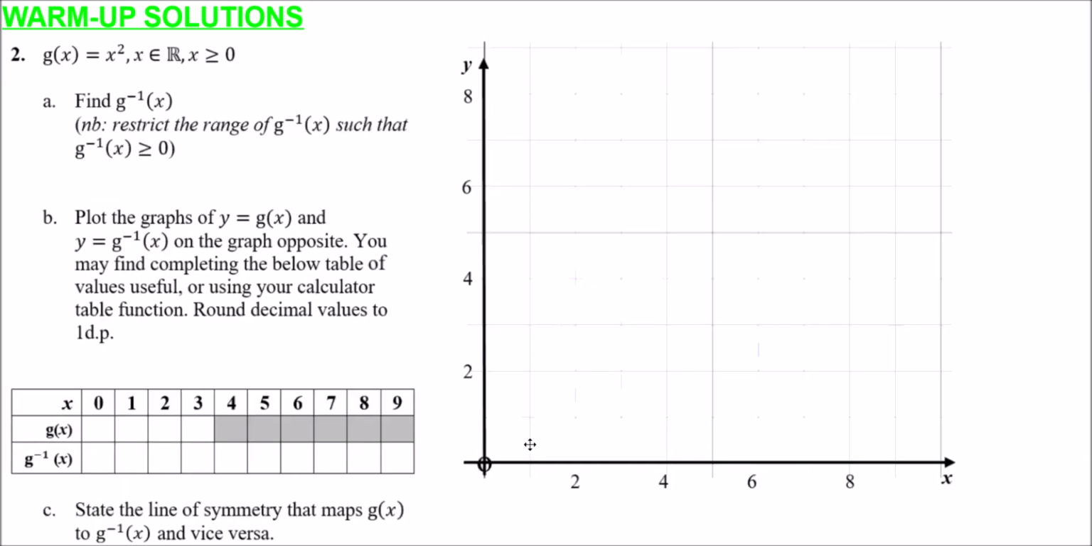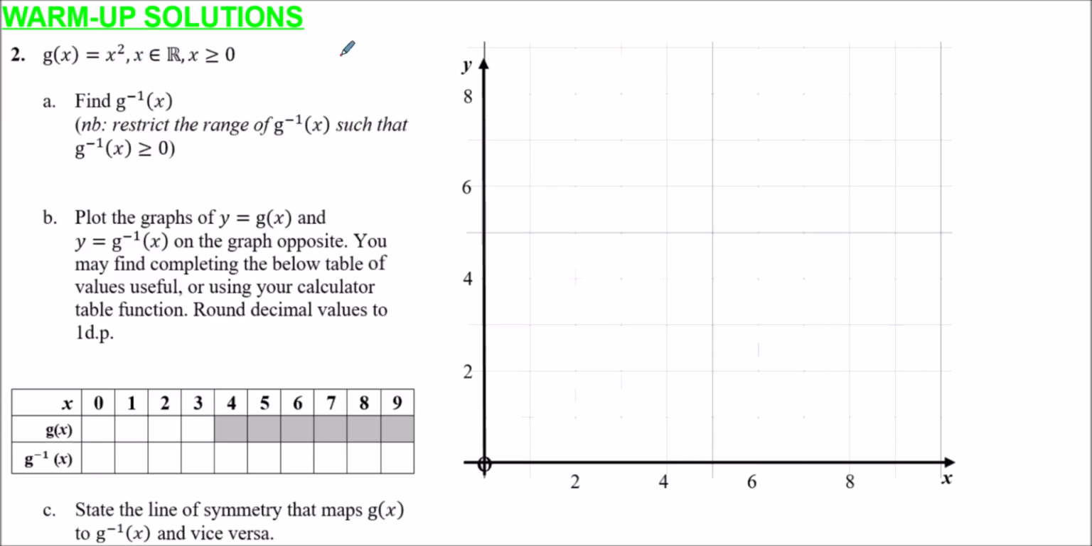So warm-up question 2, g of x is x squared, where x is any real number, so long as x is at least 0. First of all, find g minus 1 of x. It says here to restrict the range of g minus 1 of x, such that g minus 1 of x is at least 0. So very simply, what we're going to do here is term g of x as y.